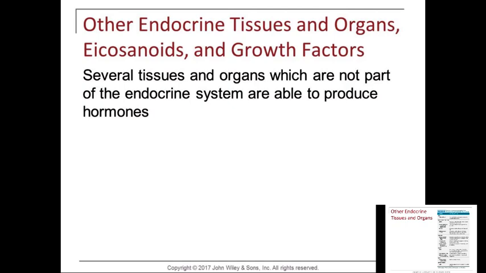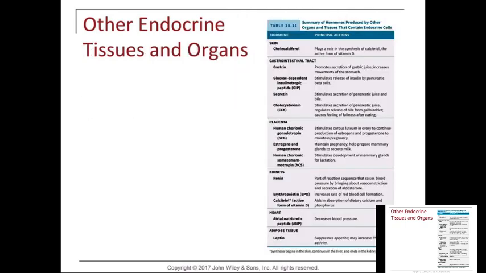So you have the skin, which is involved with cholecalciferol. Remember, we said in order to make vitamin D, you need the sun hitting the subcutaneous cholesterol on the skin, and then it goes to the liver where it hydroxylates it, and then it goes to the kidneys where it hydroxylates it again. So the skin is involved.